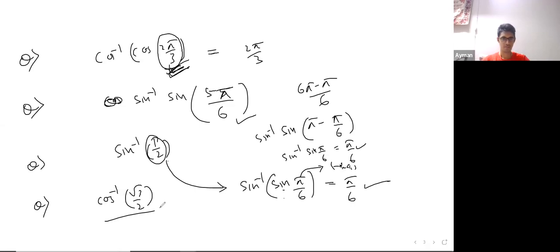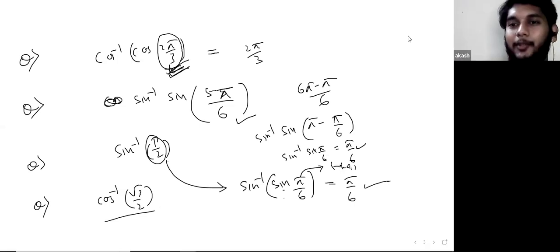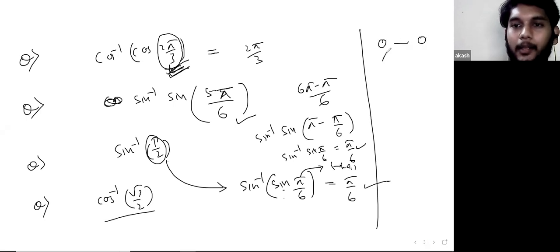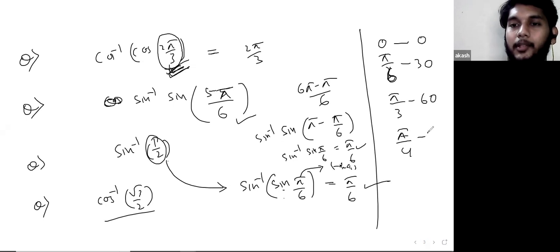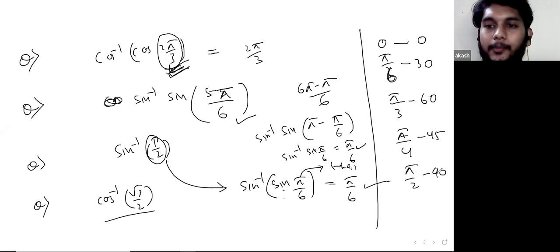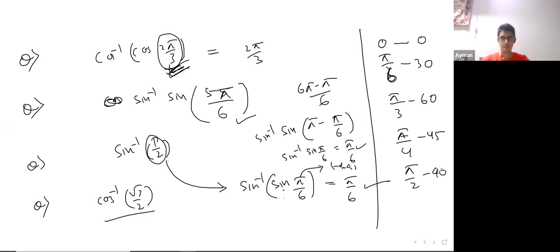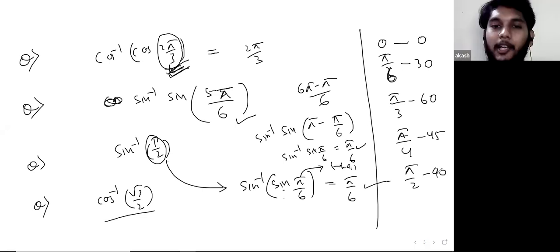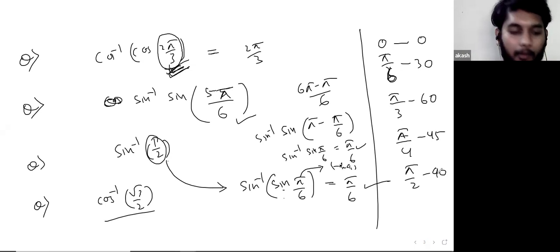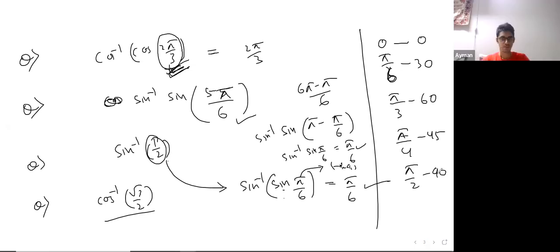30, pi by 6. Pi by 6. Let me write down the values of pi for you. 0 is 0. Pi by 6 is 30. Pi by 3 is 60. Pi by 4 is 45. Pi by 2 is 90. So it's better if you remember this, because you will have to deal with radians.